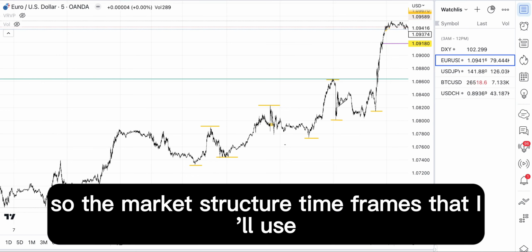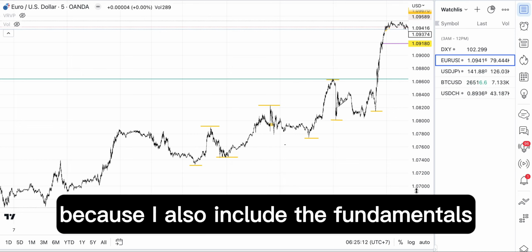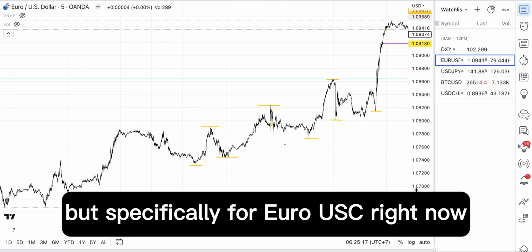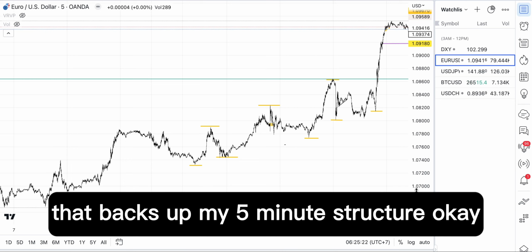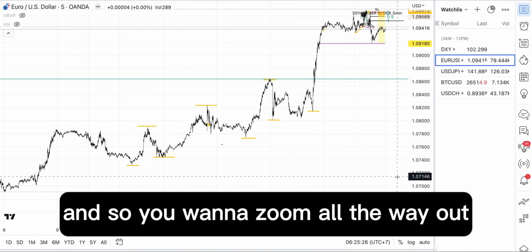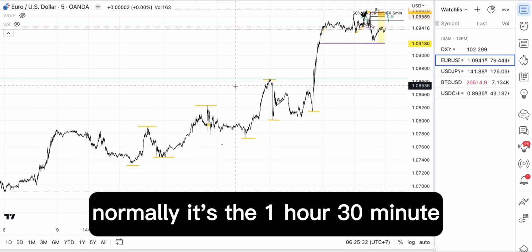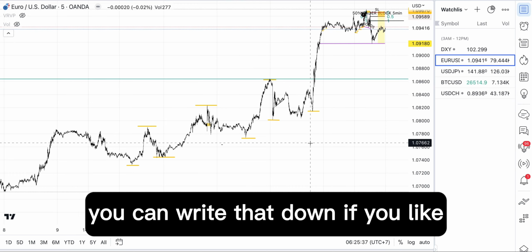The market structure time frames that I'll use to identify structure vary depending on the actual trade I'm trading, because I also include the fundamentals. But specifically for Euro USD right now, I'm operating off of fundamental data that backs up my 5-minute structure. Okay? And so you want to zoom all the way out when you have your pair and your time frame of your choice. Normally it's the 1 hour, 30-minute, 15-minute time frame for me. You can write that down if you'd like.